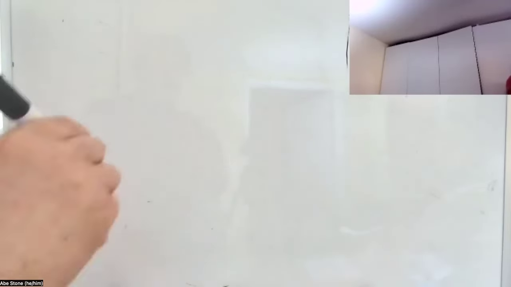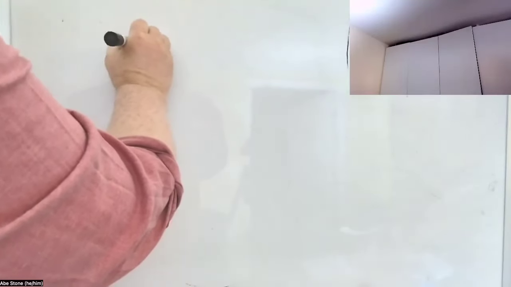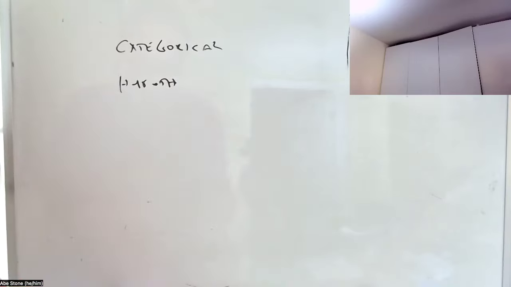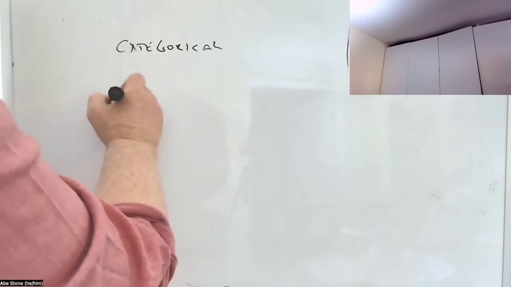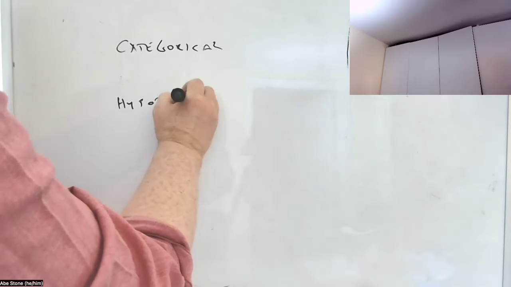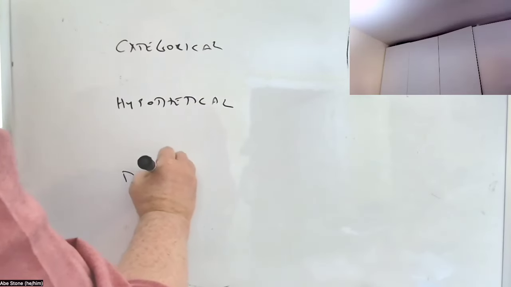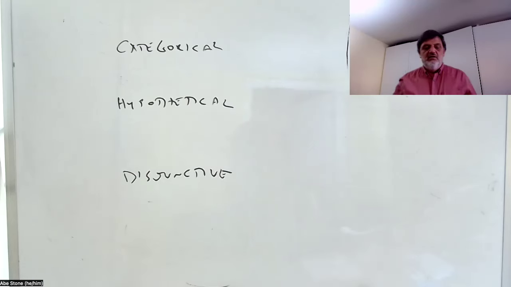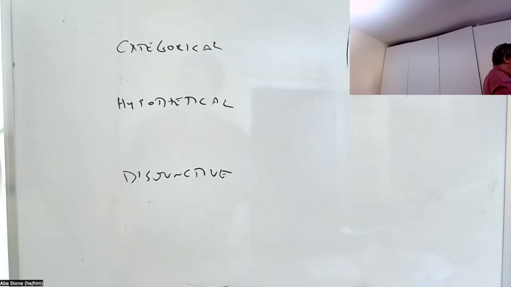Right, so there are three relations of judgment: categorical, hypothetical, and disjunctive. Now, most of the time, the judgments that I give examples of are categorical judgments. But to understand what's going on with these three types of syllogism, you have to remember that there aren't only categorical judgments, there are hypothetical and disjunctive judgments.